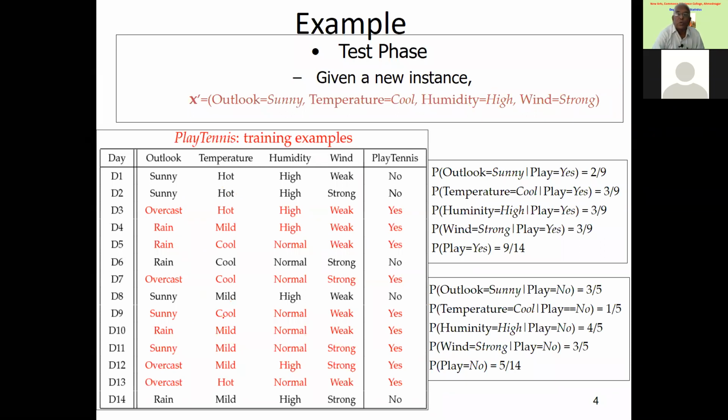Sunny, temperature is cool, but humidity here is normal, which we expect to be high. So it is not matching. Sunny, temperature is mild, not matching. That means this is truly speaking a new instance. That means this is a new possible day. It is another possible prospective day.